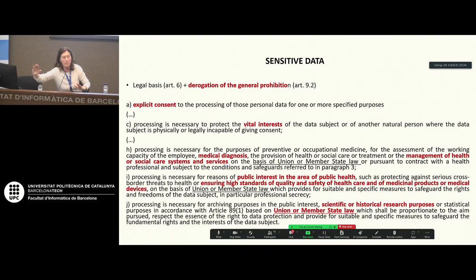Consent is one possibility. You can use the data even without consent, but the GDPR says that you need a specific legal provision in your national law that regulates this, and we have that in Spain. We have a national law that allows the use of sensitive data for scientific research, and if there's a process of pseudonymization, you don't need consent.